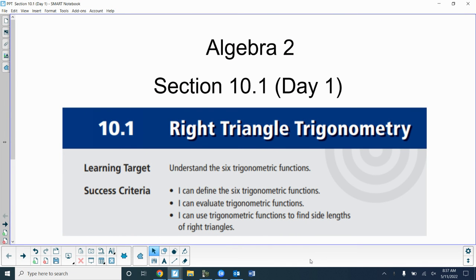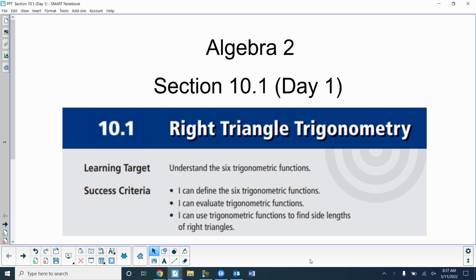All right, so we're going to talk about right triangle trig today and tomorrow, okay? And then I'll give you a practice quiz over this on Friday. We'll go over it next Monday, and your last quiz, AJ, will be next Tuesday. Okay, then we'll do exam review, correct?